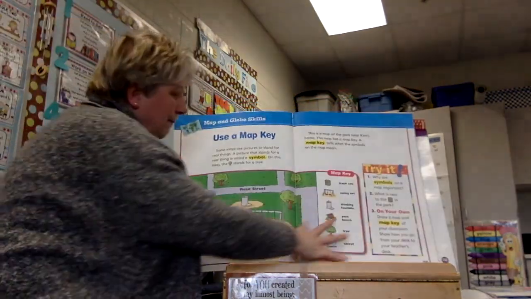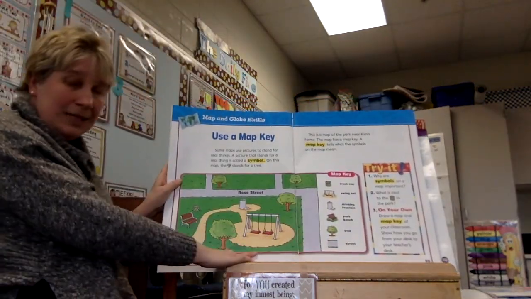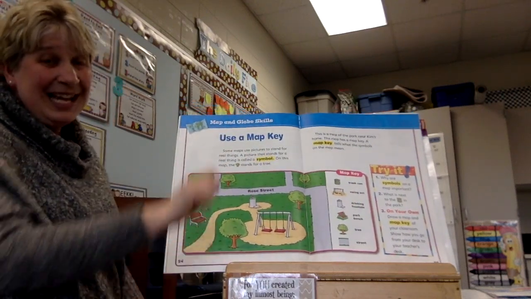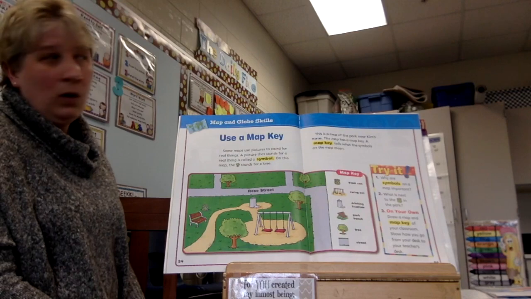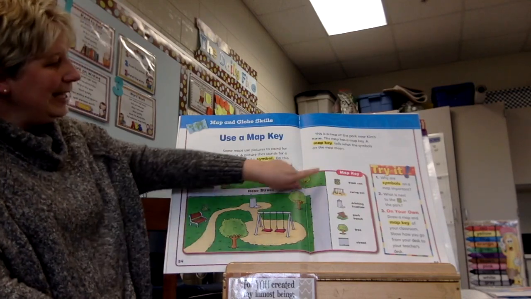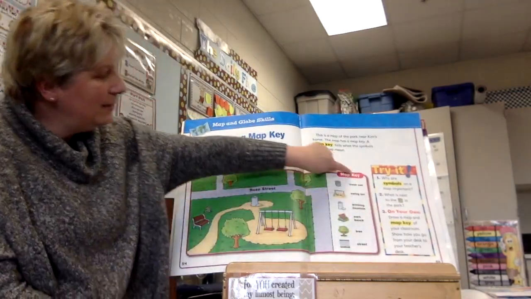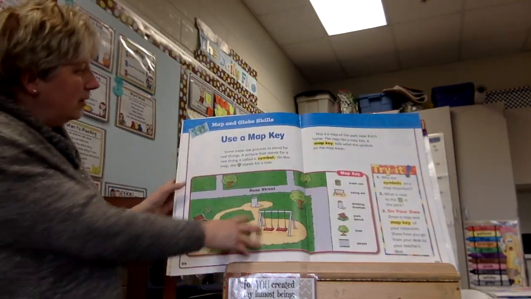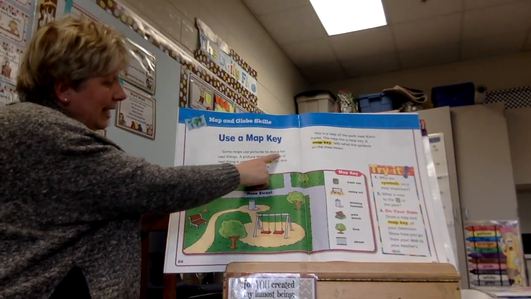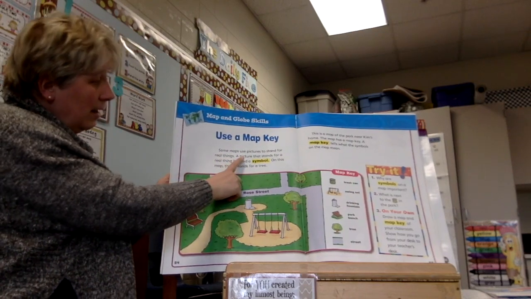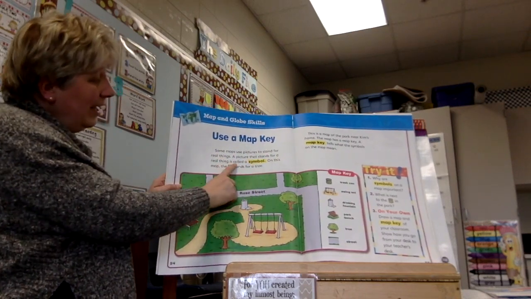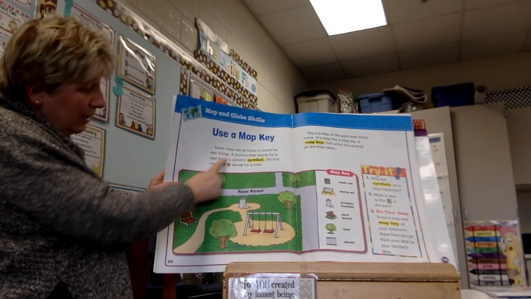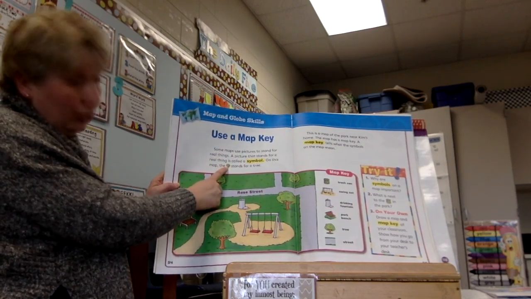Here is our map. It says using a map key. Now when they say a key, it's not like a key to a car or a key to unlock a door. A key is over here where it shows you some symbols of what things mean on a map. So some maps use pictures to stand for real things. A picture that stands for a real thing is called a symbol. On this map, this picture of a tree stands for tree.